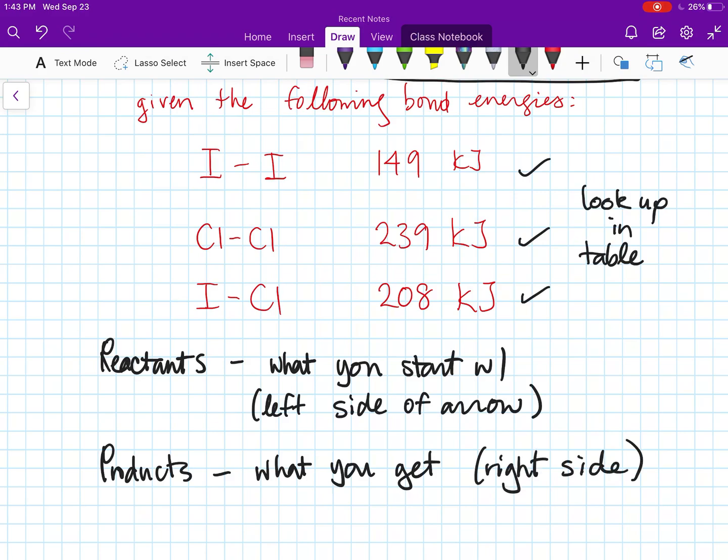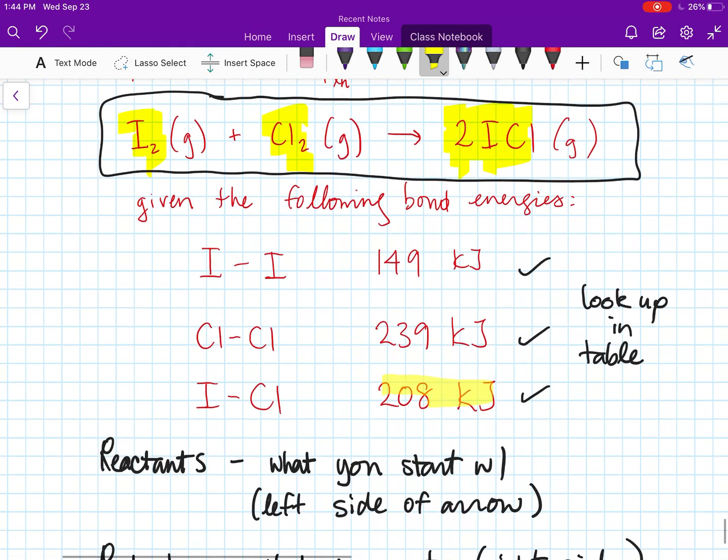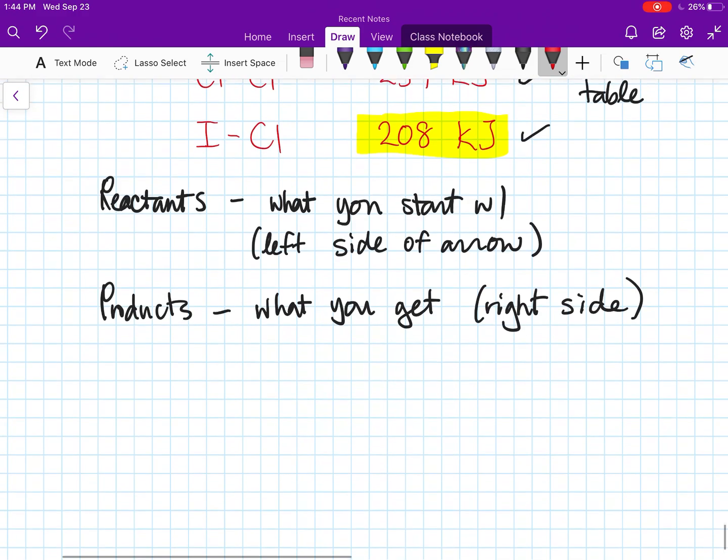So in this particular reaction, the reactants are iodine and chlorine, and the product is ICl. Notice we have 2 ICl forming. So that means we're going to be taking this bond energy for ICl and we're going to have to multiply it by 2 because we are going to be forming 2 ICl bonds to make 2 molecules of iodine monochloride.